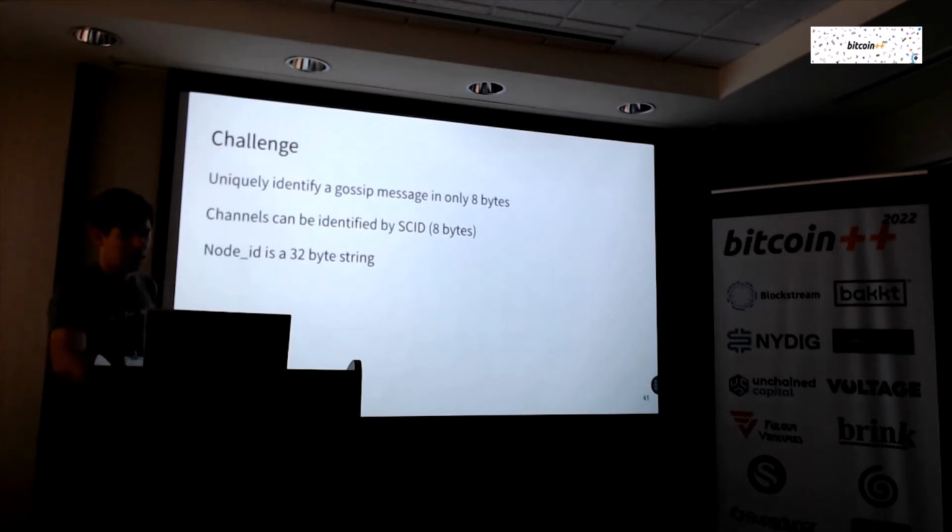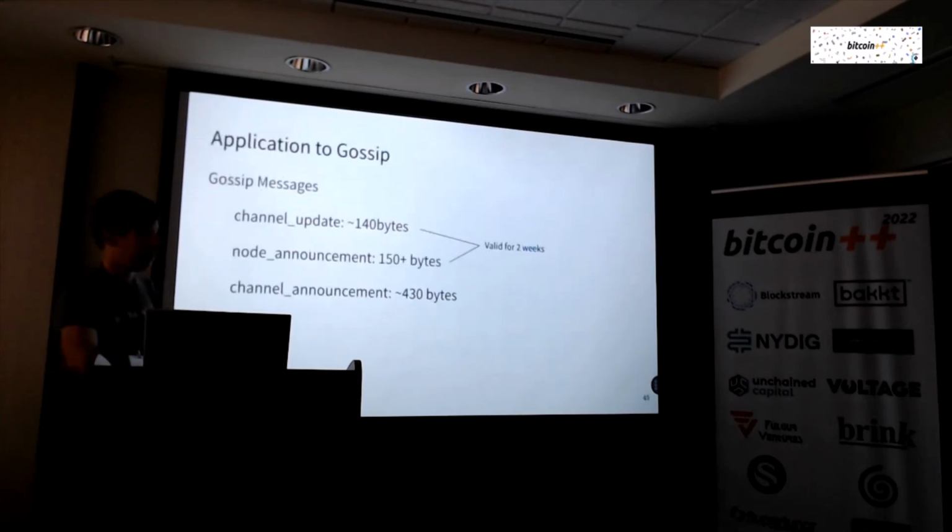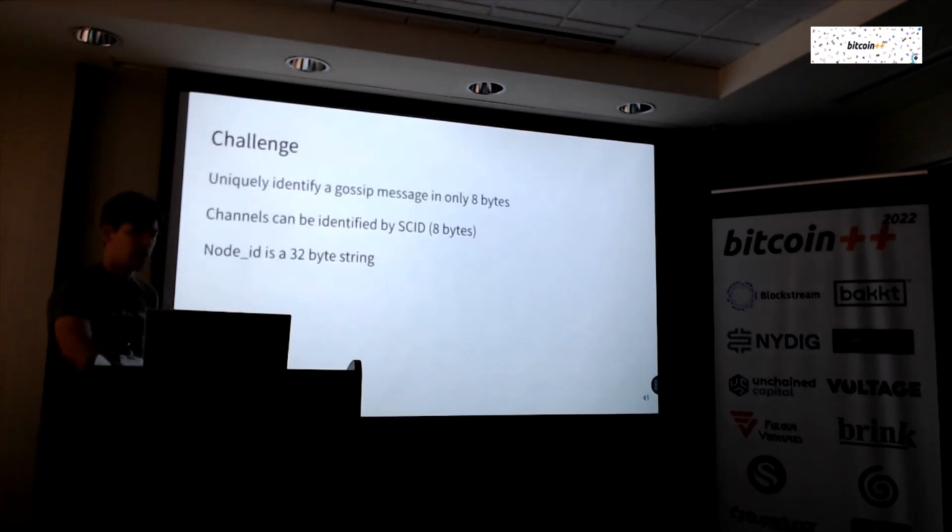Also, on this node announcement, it doesn't have any channels linked to it, so it's kind of hard to use the short channel ID here. Ideally, we'd like to refer to the node ID, like the public key of the node. But unfortunately, that's 32 bytes. So again, we have to hash it or something.